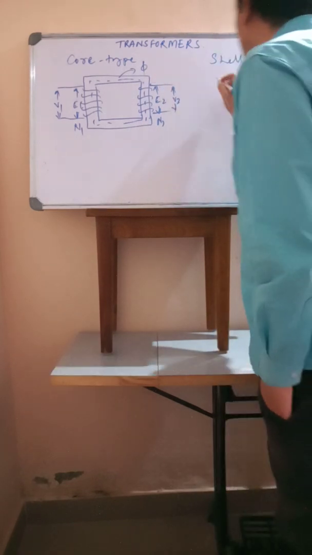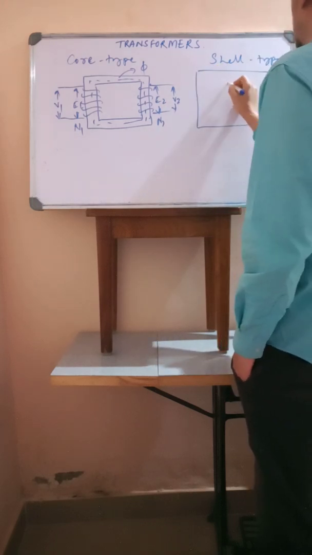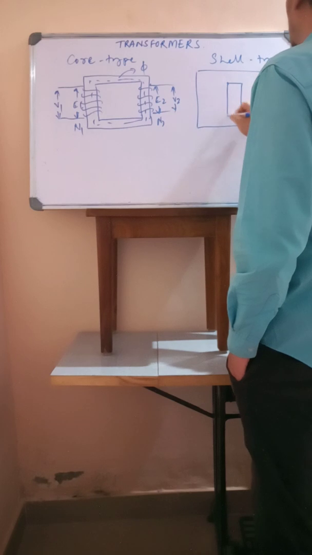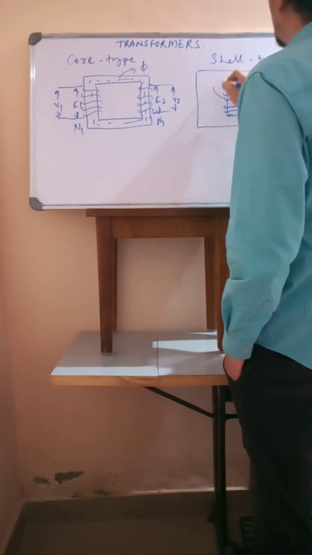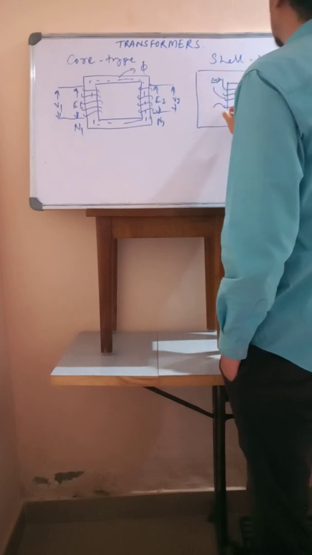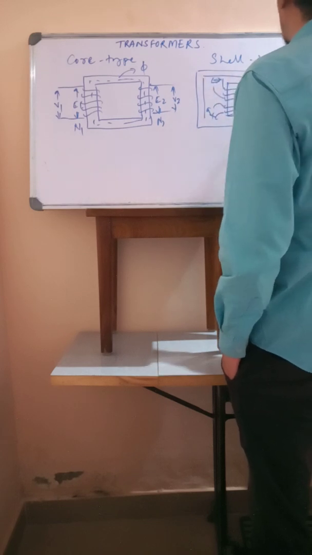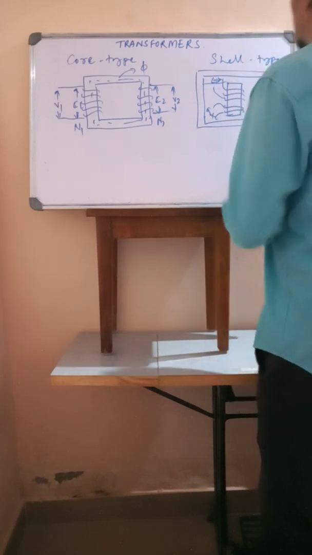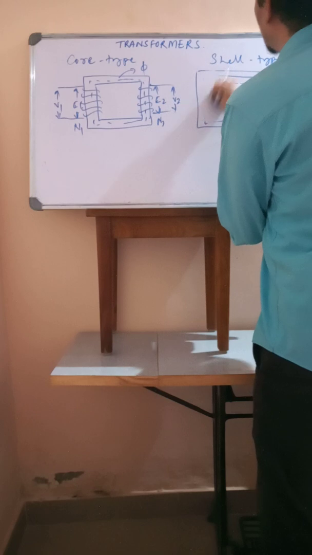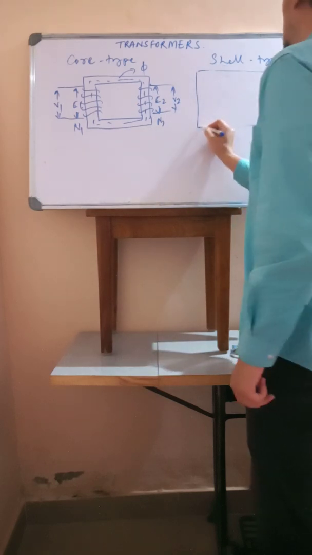But in the shell type transformer, there will be primary and secondary, both. This is the primary terminal and this is the secondary terminal, and this is the total core. I will rewrite it once again, otherwise you will get confused. Okay, this is the core type transformer.